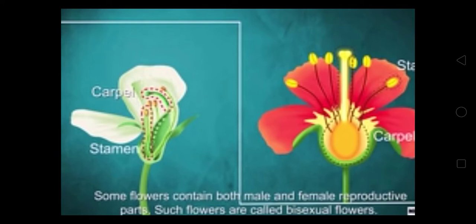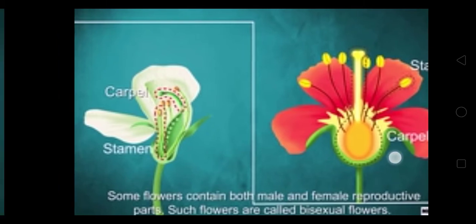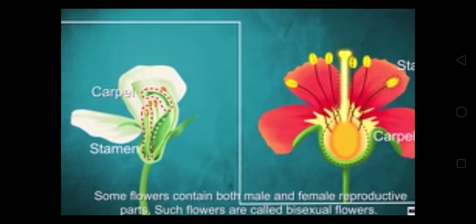The flower which has both the male and female reproductive parts is called a bisexual flower. It has both parts, the stamen and carpel. When both stamen and carpel are present in the plant, then the plant is called a bisexual plant. Some examples of these are tomato, brinjal, mustard. These plants are bisexual plants.